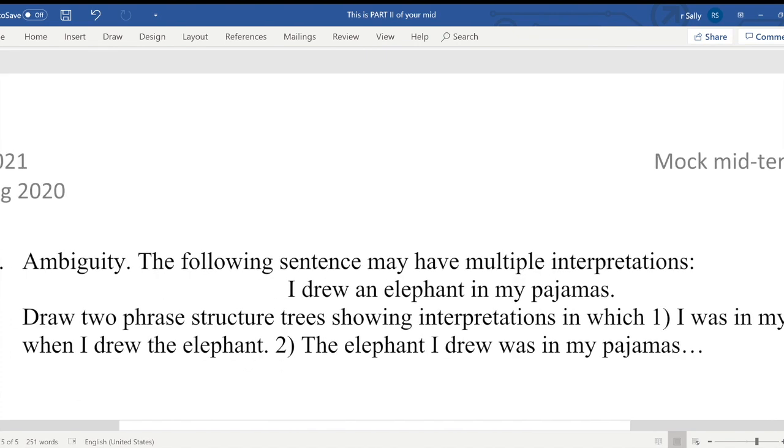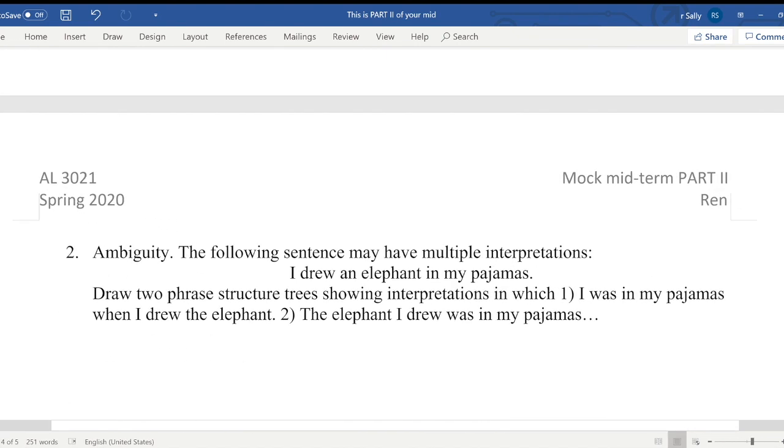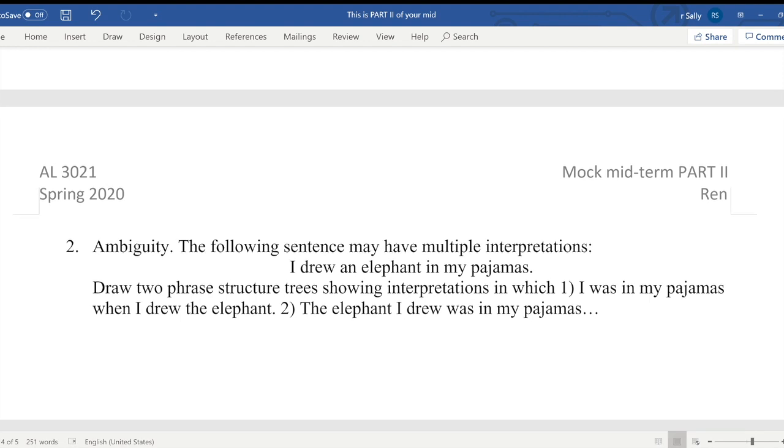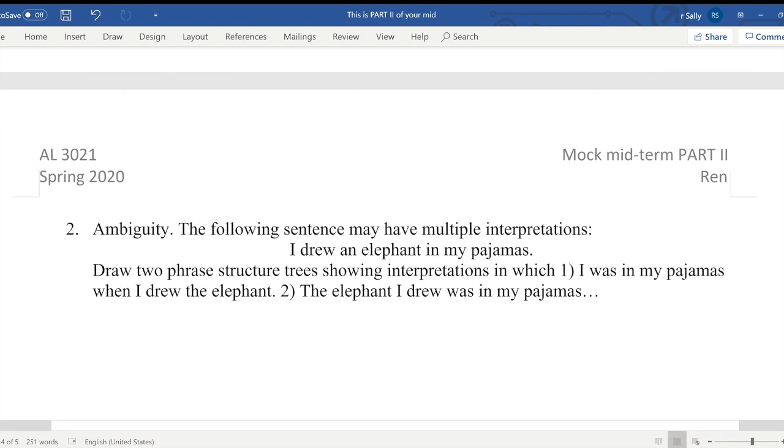I'm not going to draw the next sentence with you, but I'm going to give you a hint. Most of the ambiguity comes from where the prepositional phrase attached to. So if you connect the prepositional phrase in my pajamas to the verb, then that indicates the doer of the verb is in my pajamas. But if you connect the prepositional phrase in my pajamas to elephant, then that means the elephant is in my pajamas. Can you figure it out? Good luck!